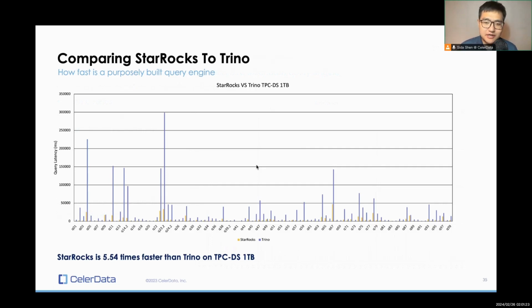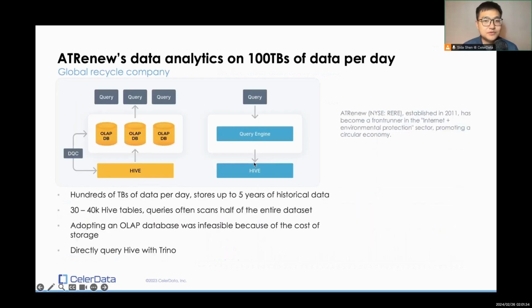These benchmarks and theories and features might sound good in theory, but how do they perform in actual production systems? Here I'll show one use case. This is ATRenew. ATRenew is a global recycling company, and they're in the environmental protection sector, right? So let's say if you want to recycle your old cell phone and recoup some of that money back, you would probably sell it to ATRenew, right? They have an absolutely insane amount of data. There are hundreds of terabytes of data ingested per day, and they can store up to 5 years of historical data for some of their tables.